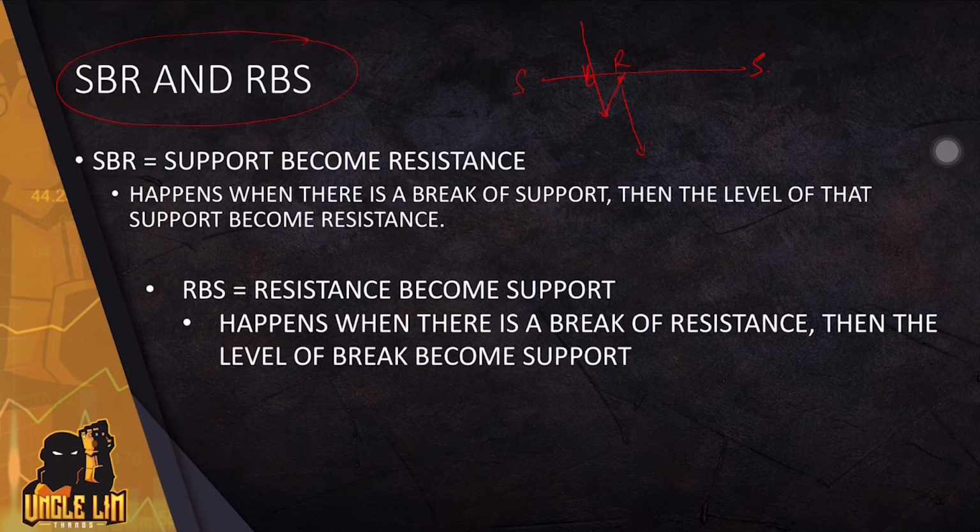Okay, RBS, resistance become support, is vice versa of SBR. So if let's say here is resistance, it happens when there is a breakout of resistance. This is a resistance, and then there's a breakout. Then the level of break becomes support. So when the price pulls back to that level, it will become another support, and then we buy here and we sell here. Okay, that is how we trade for breakout.